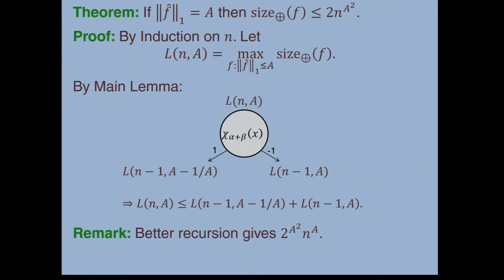Again, you can do slightly better. You can get it to be 2 to the A squared times n to the A. And basically, the way you do it is that you use the fact that either the largest coefficient is very big, like a half, or if it's less than a half, then also the second largest must be quite big, like 1 over 2A or something like that. So you just analyze both cases, and you push it down further to this bound.